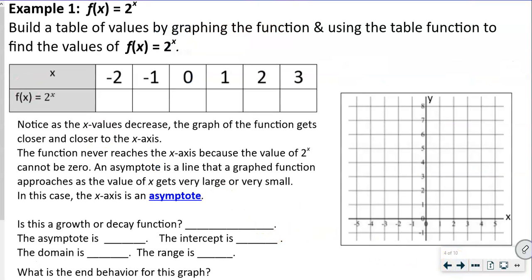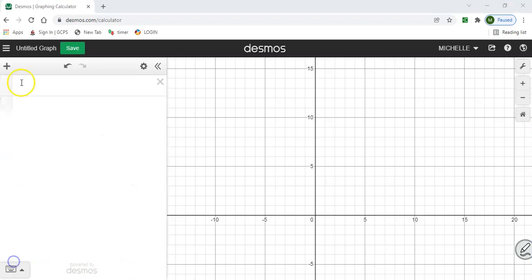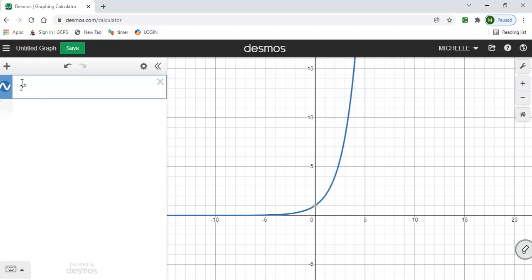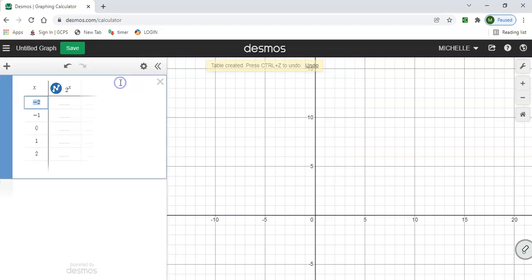So in example 1, we're going to do f of x is equal to 2 to the x power. We're going to build a table of values by graphing the function and using the table function to find the values. We're going to do this in Desmos. All right. So here we're going to take our 2 to our x power. And notice our graph. It's really close to the x-axis there, and then it gets really tall. So I want to go ahead and build a table.